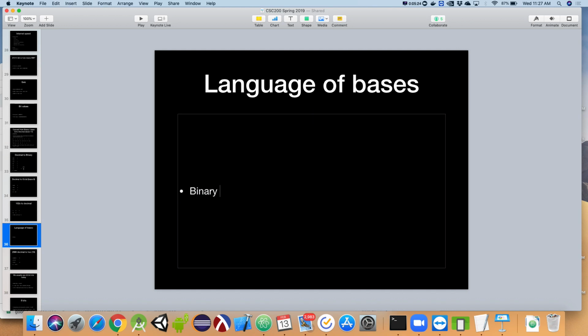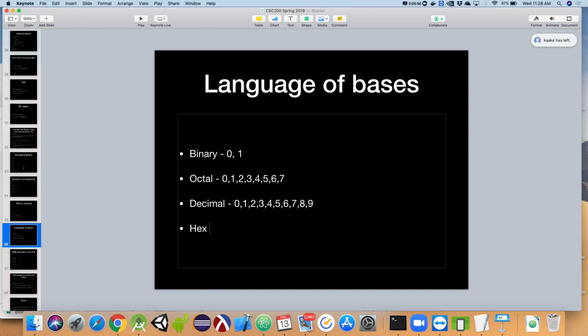So binary has a language of 0 and 1. Octal has a language of 0, 1, 2, 3, 4, 5, 6, and 7. Decimal has a language of 0, 1, 2, 3, 4, 5, 6, 7, 8, and 9. Hex has a language of 0, 1, 2, 3, 4, 5, 6, 7, 8, 9, A, B, C, D, E, and F. I really wanted those to be all caps. Like that. All right, so that's the language of hexadecimal.